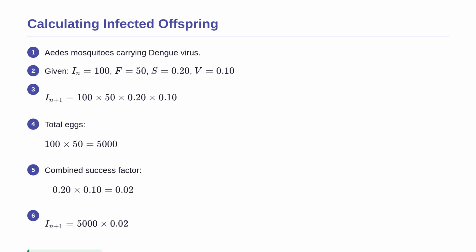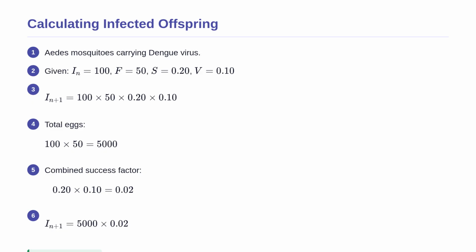Now that we have our formula, let us see this with a concrete example. Imagine a population of Aedes mosquitoes acting as a reservoir for dengue. We are given 100 infected females, each laying 50 eggs. The survival rate is 20% and vertical transmission is 10%. We substitute these values into our equation.